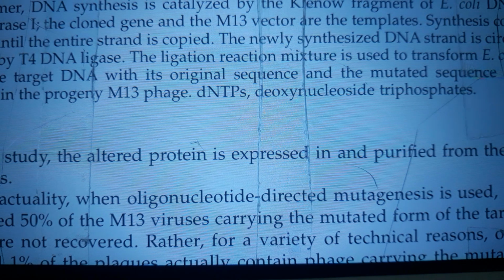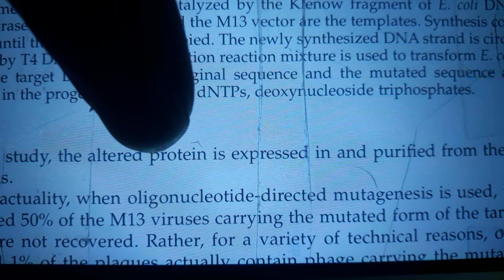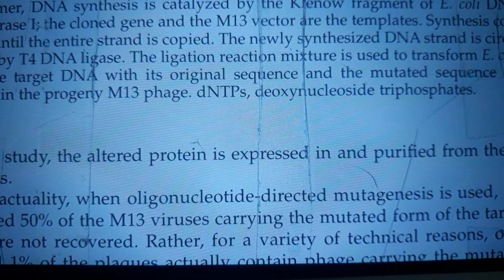The newly synthesized DNA strand is circularized by T4 DNA ligase. The ligation reaction mixture is used to transform E. coli. Both the target DNA with its original sequence and the mutated sequence are present in the progeny M13 phage. dNTPs are deoxynucleoside triphosphates.